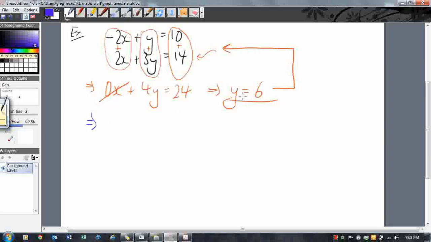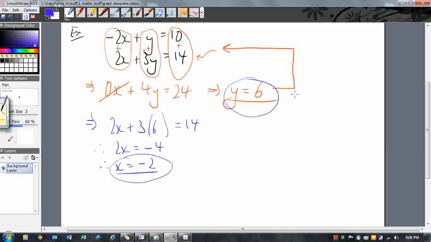Okay, so let's substitute y is equal to 6 back into this bottom equation. So we've got 2x plus 3y, but we know the value of y. Y is equal to 6. So 3 times 6 is 18, and that is equal to 14. Therefore, 2x is equal to, bring 18 onto this side, 14 minus 18, that's negative 4. Therefore, x is equal to negative 4 divided by 2, which is negative 2. And so there are your two solutions. X is equal to negative 2, y is equal to 6.